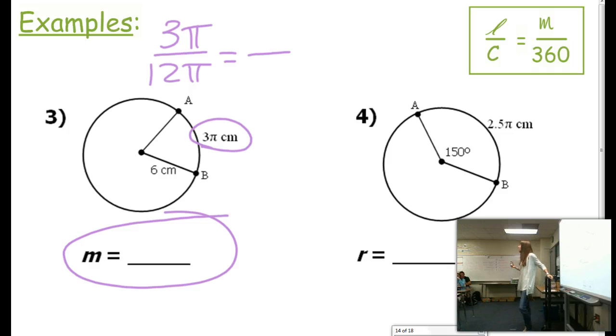What is M? We don't know M. So I'm going to put M. And then 360 is constant. It never, ever, ever changes. Hey guys, what happens when you do pi divided by pi? Cancels. So you do not have to worry about the pi. It is gone. 3 times 360 divided by 12.